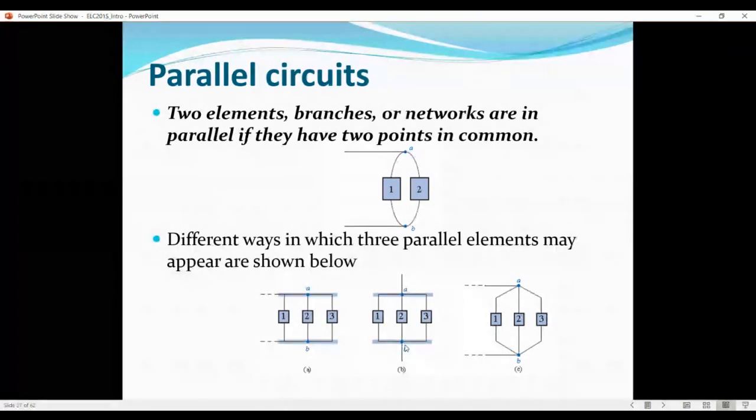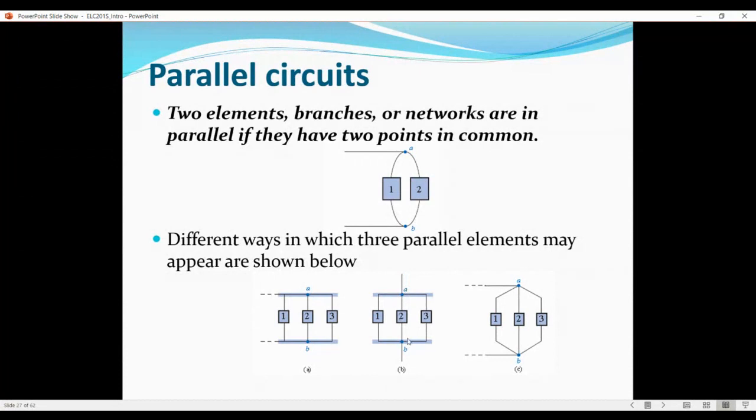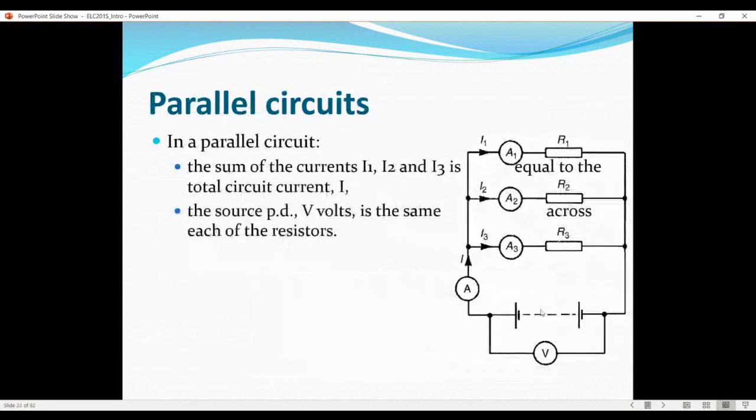That's how I sketched it. Or it looks like the conductor is vertical, and this one's more horizontal. And then we've got a very funny configuration over here, but essentially it means that the voltage across A and B is the same voltage. So those are just different ways of how a parallel circuit looks.